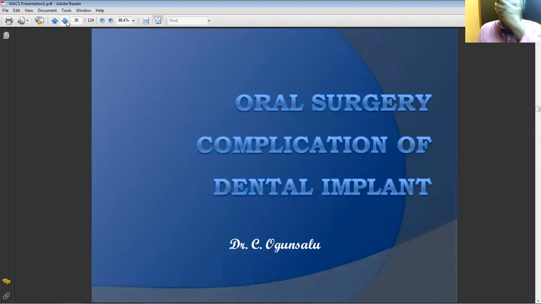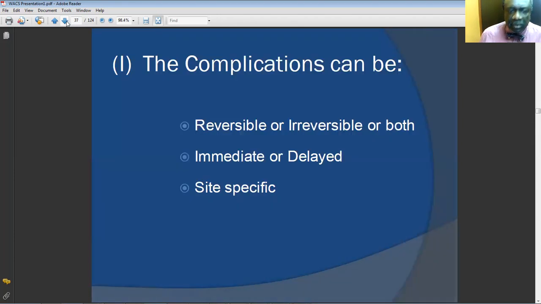So, I am going to now take you into the oral surgery complications of dental implants. And this oral surgery complication of dental implants, I think you need to know it very well before you go into any exam. I'm telling you this. Now, I have divided the complications into reversible or irreversible, or both. In other words, complications that are reversible or complications that are not reversible.